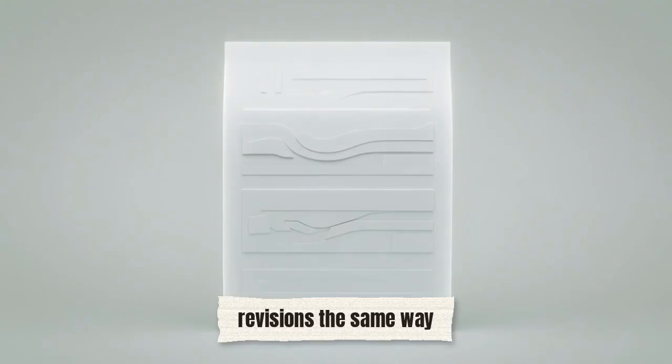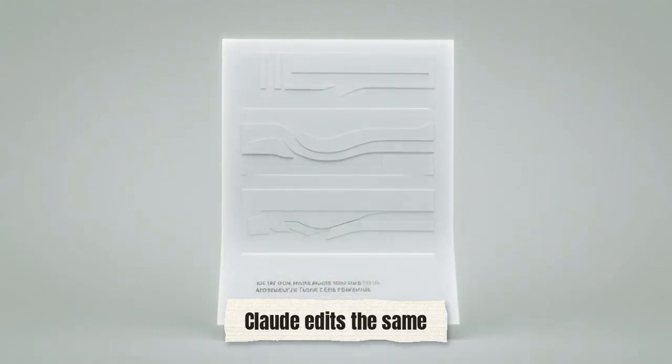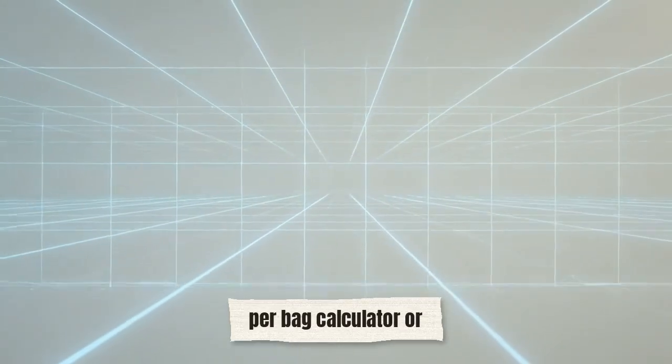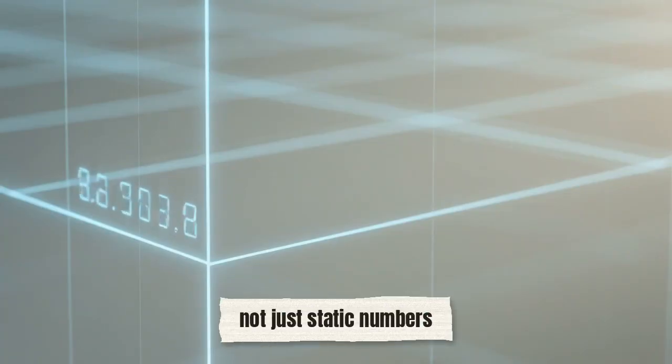You can ask for revisions the same way you'd ask a person. Make the header bigger. Add a section for minimum order quantities, and Claude edits the same file rather than starting over. The same applies to spreadsheets. Ask for a cost per bag calculator or an inventory tracker, and Claude builds it as a working spreadsheet file with real formulas, not just static numbers.